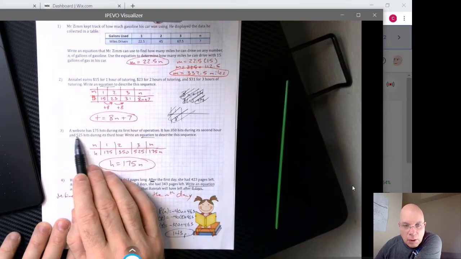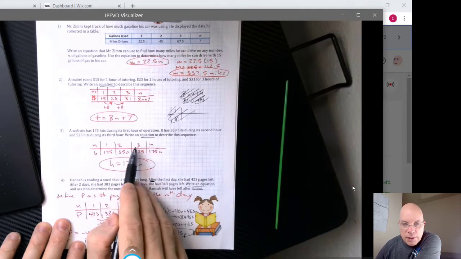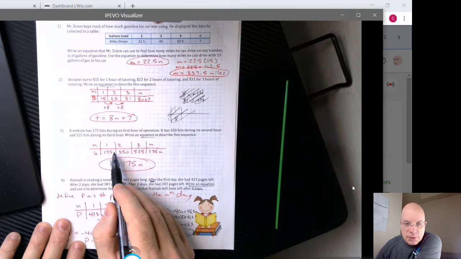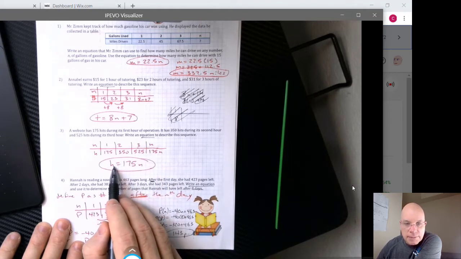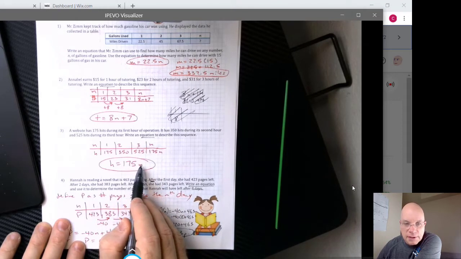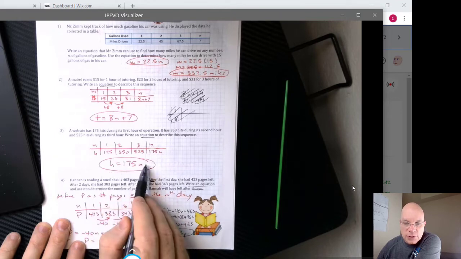And number 3, a website has 175 hits during its first hour of operation, 350 hits during its second hour. It's going up by 175 each time. So the number of hits equals 175 times the number of hours. Or h equals 175n, or whichever variables you used would be fine there.